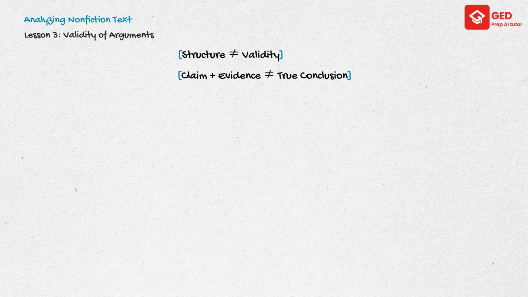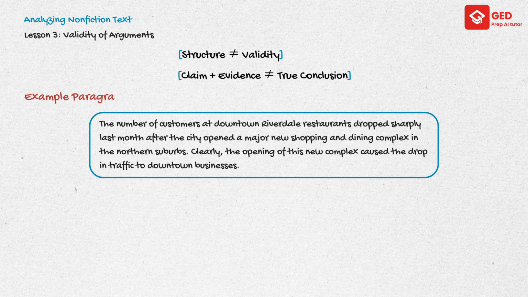Lesson 3. Validity of arguments. In Lesson 2, you learned how arguments are built. Now we ask something deeper. Is the reasoning actually valid? An argument can have a clear claim and evidence and still be logically flawed. Let's analyze this argument carefully.